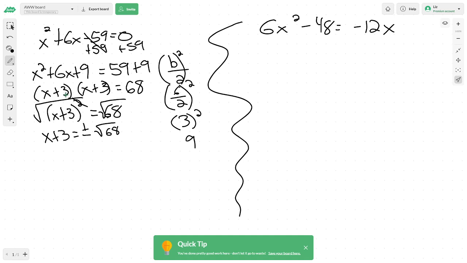Let's see if 68 can be simplified at all. That's 2 times 34. That's 2 times 17. So we can pull the 2 out. So we have x plus 3 equals positive or negative 2 square root 17.